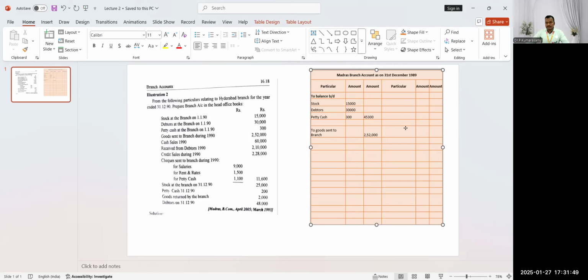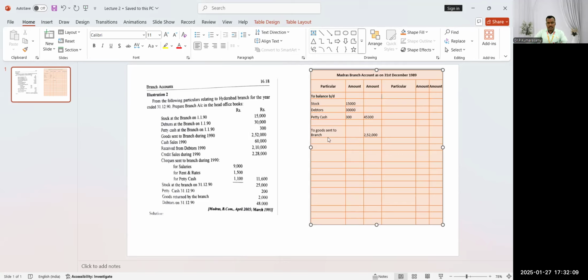Now you take the amount received from the credit sales. That is called the balance received or cash received from debtors. Now you take this side. There is no opening liabilities. You leave that place blank.